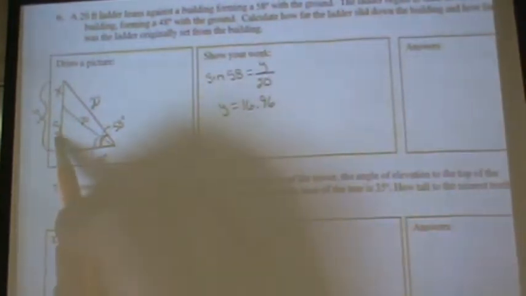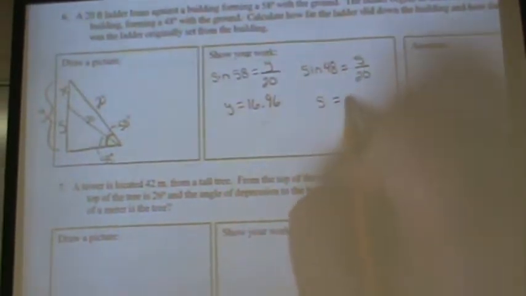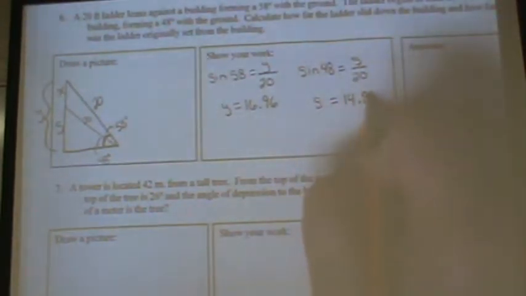Then we need to find s, so after the ladder has slid. We know that our angle with the ground after the ladder has slid is a 48-degree angle. Again, we're looking for the opposite side, and we're given the hypotenuse. So again, we have sine of 48 now equals s over 20. So we're going to multiply the sine of 48 by 20, and you'll find that s equals 14.86.